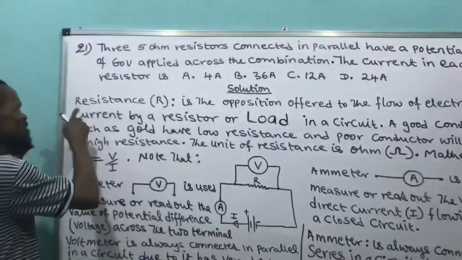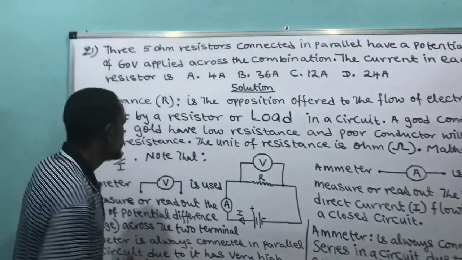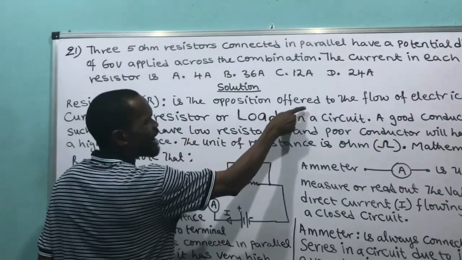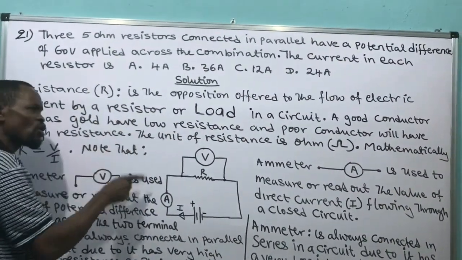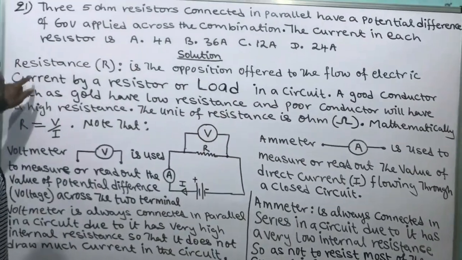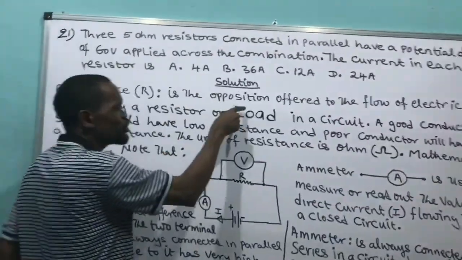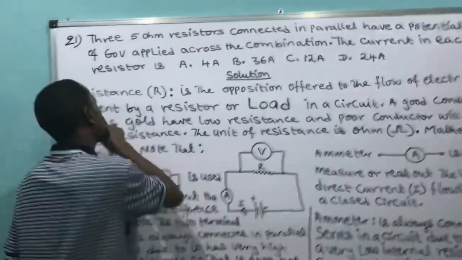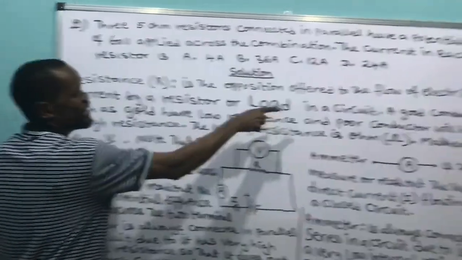We come to what? Resistance, because we mentioned resistance in the definition of ohms. We say resistance R is the opposition offered to the flow of electric current by a resistor or load in a circuit. I said a resistance is the opposition offered to the flow of electric current by a resistor or load in a circuit.